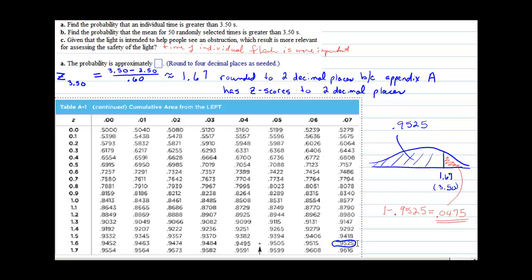I remember that the numbers I get out of this z-score table give me the area to the left of the z-score I have read from the table, which in this case was 1.67. So the area to the left, in hash marks here, is 0.9525. The question asks, what is the probability that I would have a time greater than 3.5? So I really want the area marked in red. Knowing that the total area under the curve is 1, I just subtract 1 minus 0.9525, and I get that the probability is 0.0475.